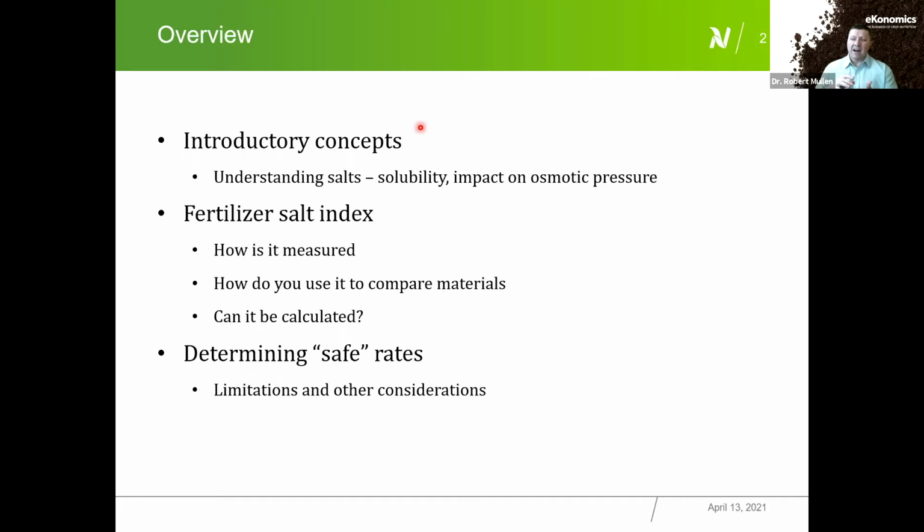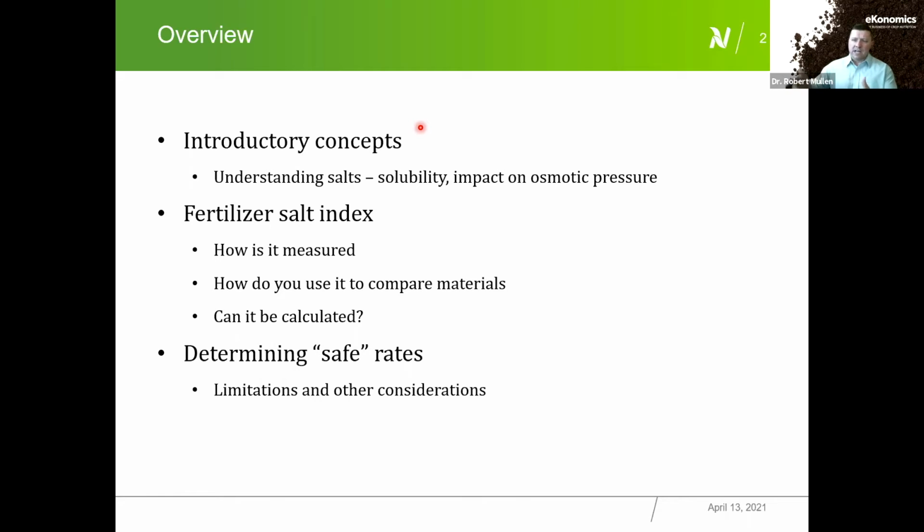I'm going to talk about how you can calculate a salt index of a blended material. The example I provide is 6-24-6. I'm going to show you just a couple of different scenarios, changing what I'm using as the raw materials to make that blend and how it actually affects what the salt index is of the final product.